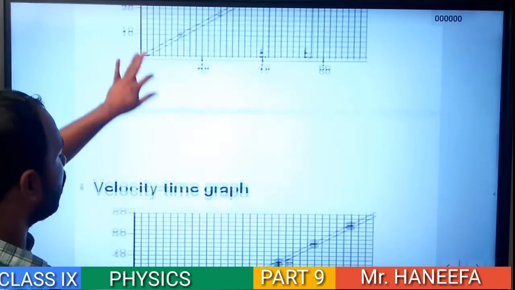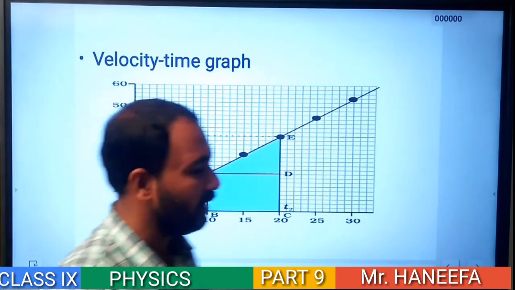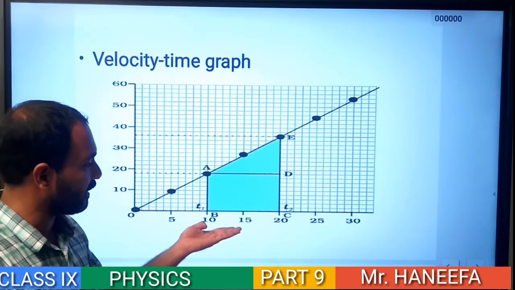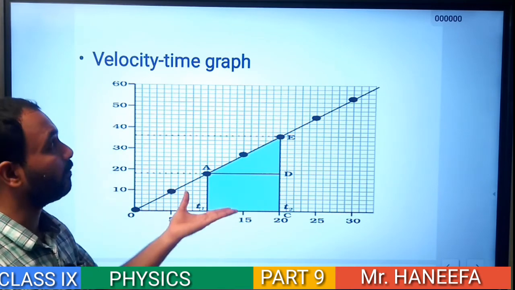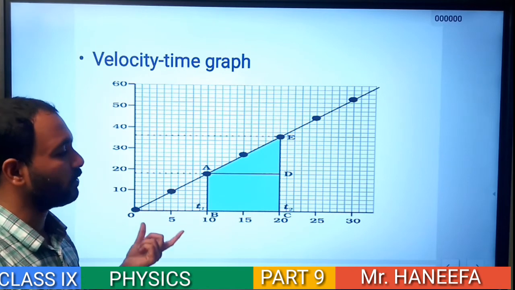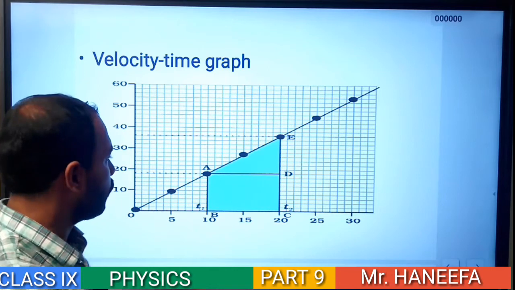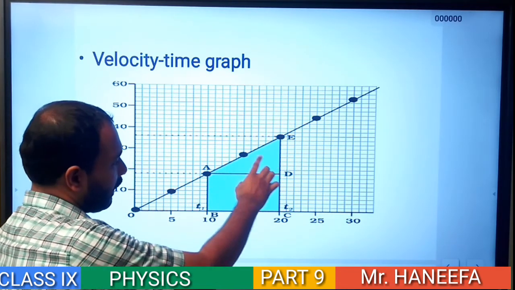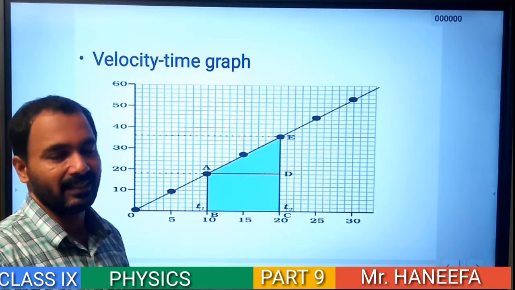Another graph is velocity time graph. What is the velocity time graph? A graph drawn with time along x-axis and velocity along y-axis. This type of graph is called a velocity time graph. This is the velocity time graph of uniform motion. Okay, from this graph we can calculate this area. Calculating this area under the graph gives distance.